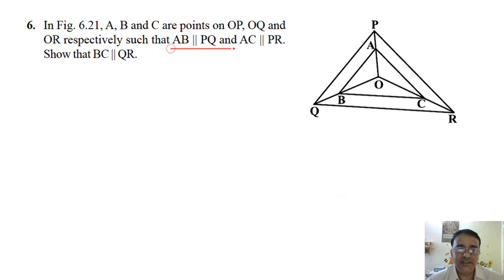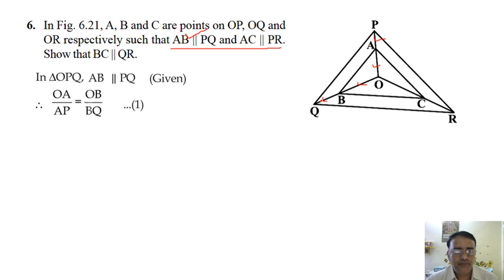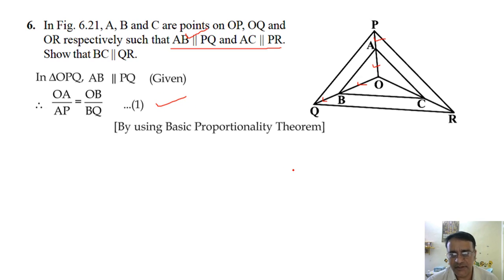which also belongs to the same similar type. Here also two sets of parallel lines are given and we have to show that BC is parallel to QR. So AB parallel to PQ belongs to which triangle? Triangle POQ. Okay, if you apply the basic proportionality theorem, you will get OA upon AP is equals to OB upon BQ. Right, let it be equation number 1 by basic proportionality theorem.